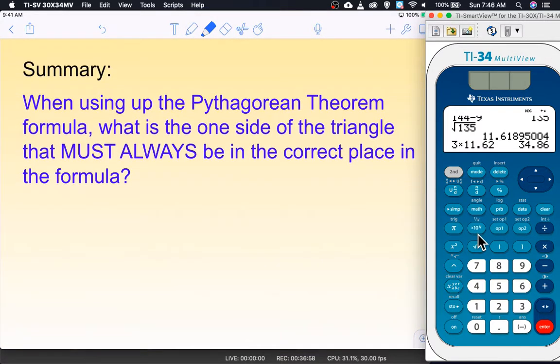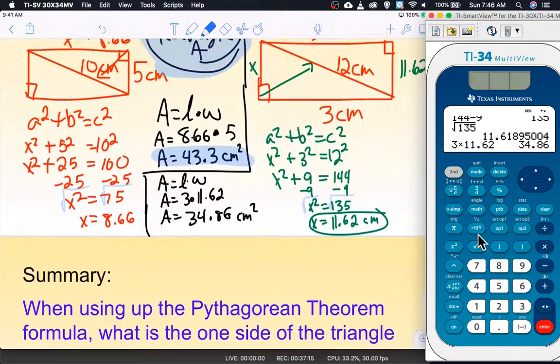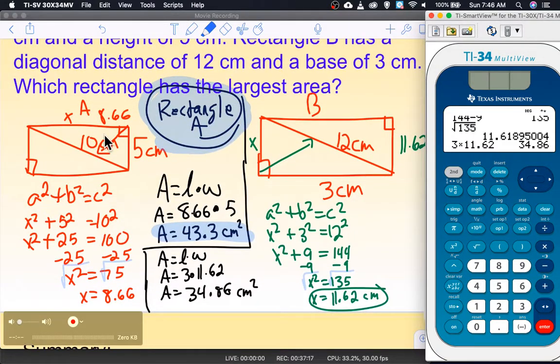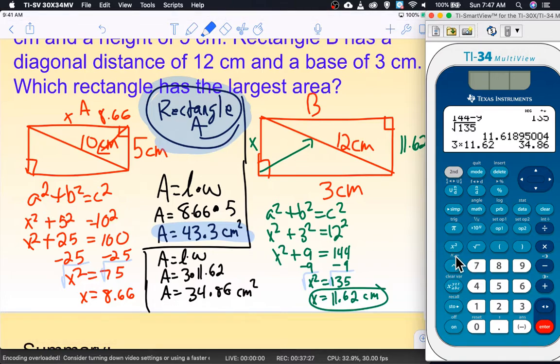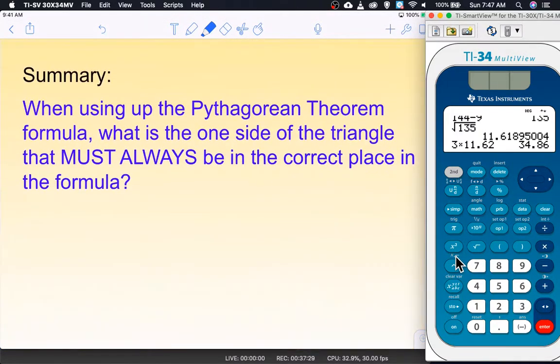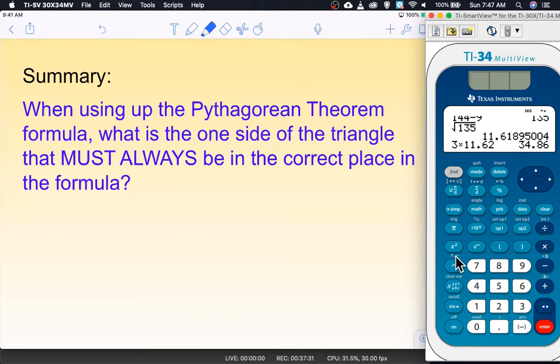Summary. When using the Pythagorean theorem, what is the one side of the triangle that must always be in the correct place in the formula? If you said the hypotenuse, you're right. The hypotenuse, which is your longest side, must always go in for the c. So we can see that here. The longest side, the 10, has to go in for the c. The longest side here has to go in for the c. That's the only one that must be in the correct place in the formula, or else you're going to get the problem wrong.